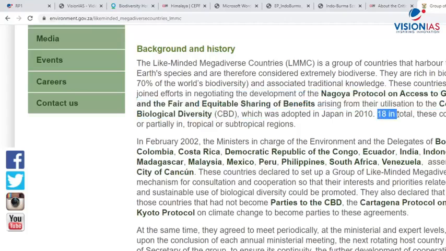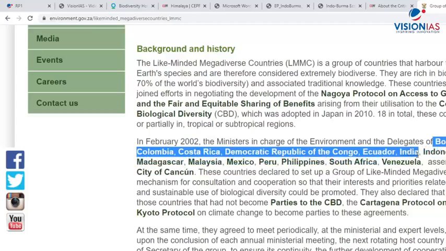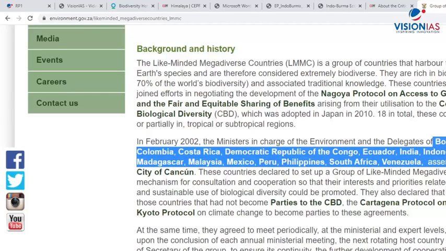And how many are there? 18 in total. These countries are located partially in tropical and subtropical areas. It was formed in February 2002, when environment ministers of Bolivia, Brazil, China, Colombia, Costa Rica, DRC, Ecuador, India, Indonesia, Kenya, Madagascar, Malaysia, Mexico, Peru, Philippines, South Africa, Venezuela came to the city of Cancun in Mexico and set up the LMMC to encourage countries to sign important protocols and conventions linked with biodiversity.